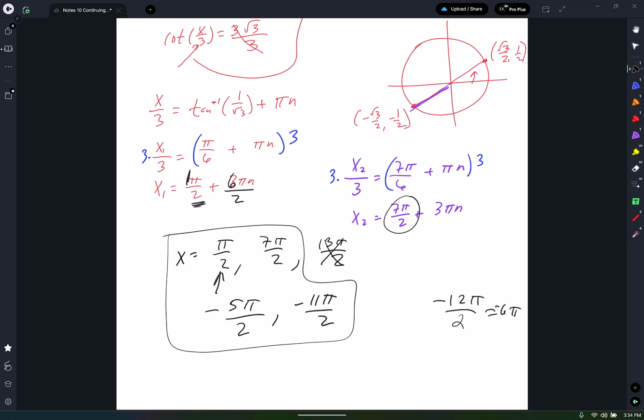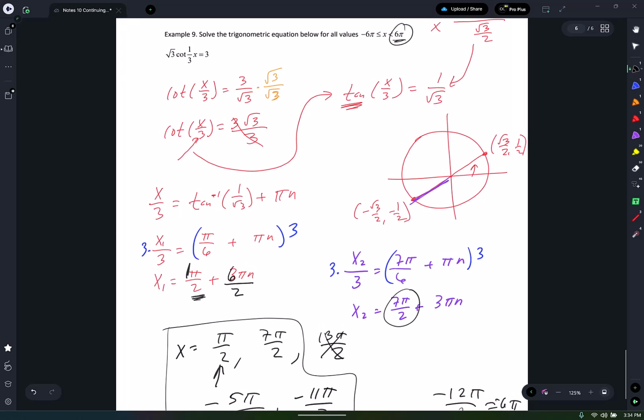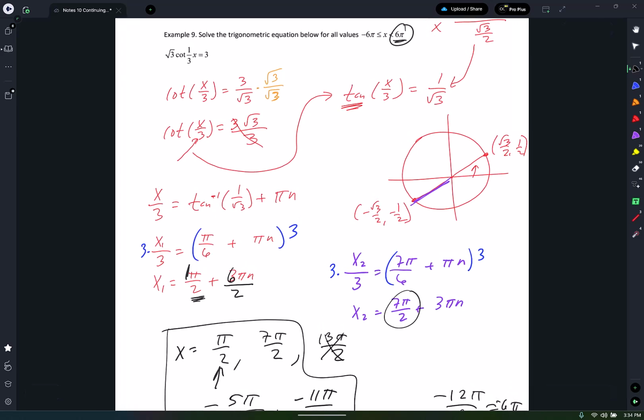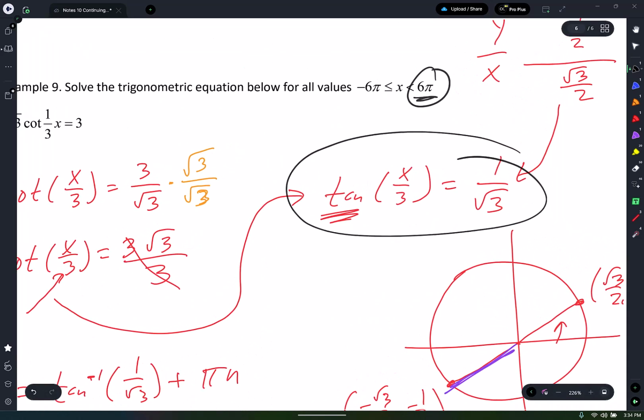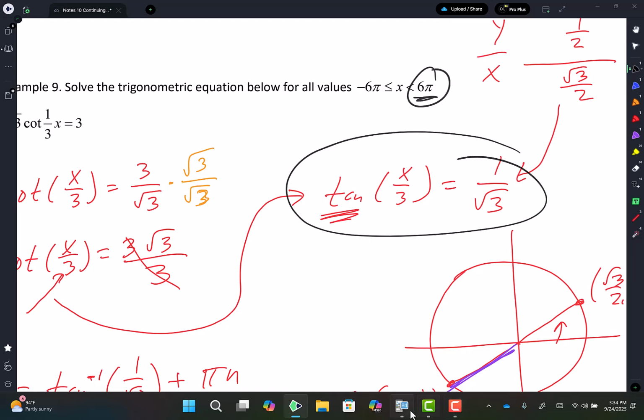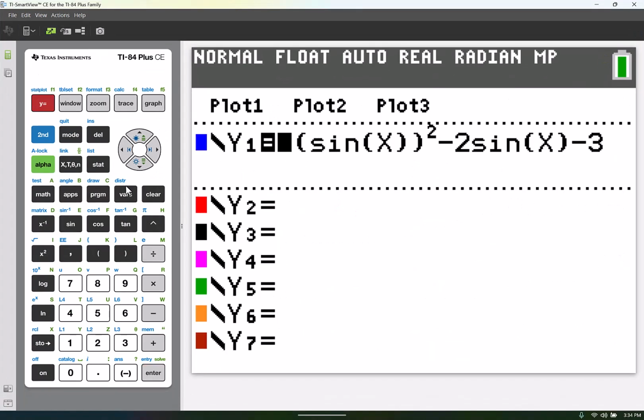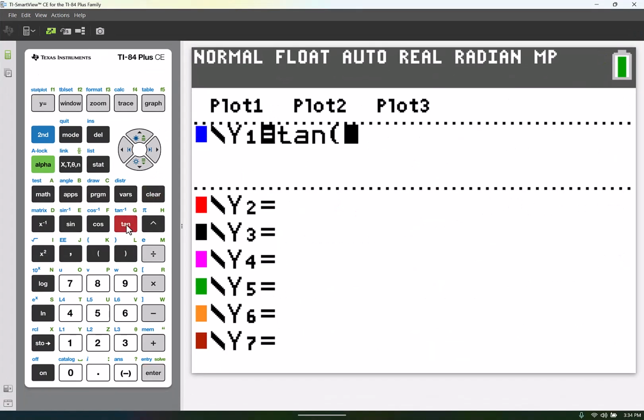And if you're scared, if you're like, I don't know if those are my real answers, you can always plot this right here in the calculator. Let's just do it real quick for one of them. So tan x over 3, 1 over square root of 3. So look. Y equals tan, and what was it? X over 3?